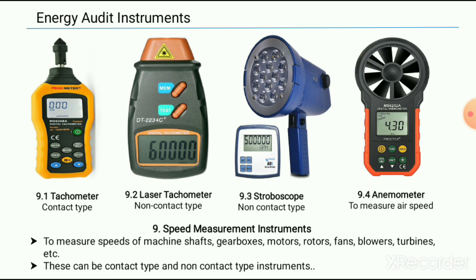Ninth, there are speed measuring instruments to measure the speed of machine shafts, gearboxes, motors, rotors, fans, blowers, turbines, etc. These can be contact type or non-contact type instruments. In that, first is tachometer. It is a contact type, and it is used when low speed is measured. Second, laser tachometer, non-contact type. Third is stroboscope. It is used when non-contact type is required and high speed is to be measured. Then anemometer, to measure air speed.